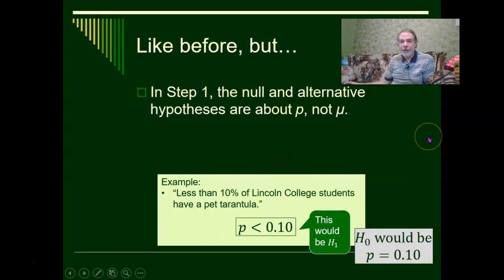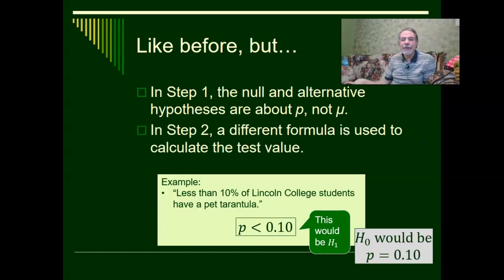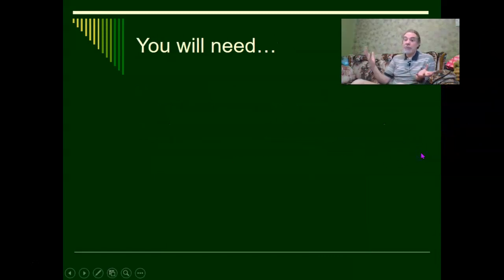And then the other difference in how we actually go through this is in step 2, where a different formula is used to calculate the test value, which you then go on to use to find the p-value. And then the rest of it works the same way as the hypothesis testing we were doing before. So in step 2, whether you're doing it yourself using the formula, or using a graphing calculator function, or some other method, here's what you will need to know to plug into the formula or put into the calculator.